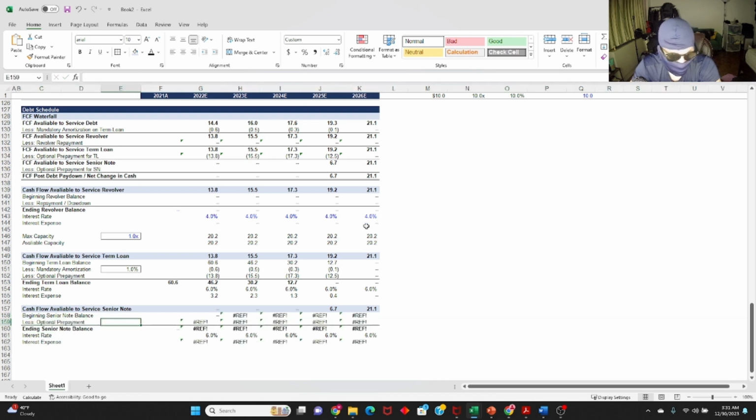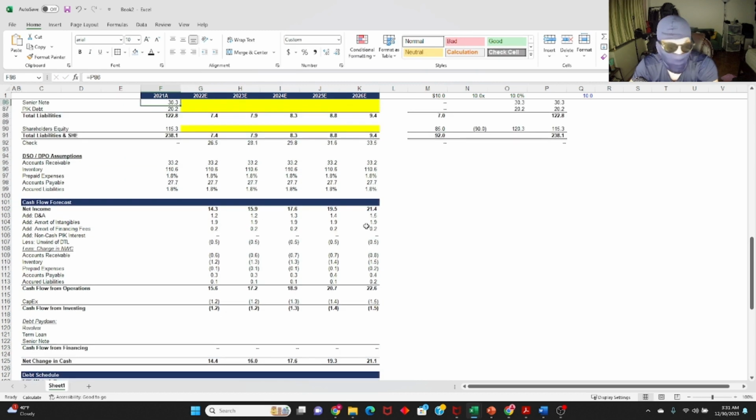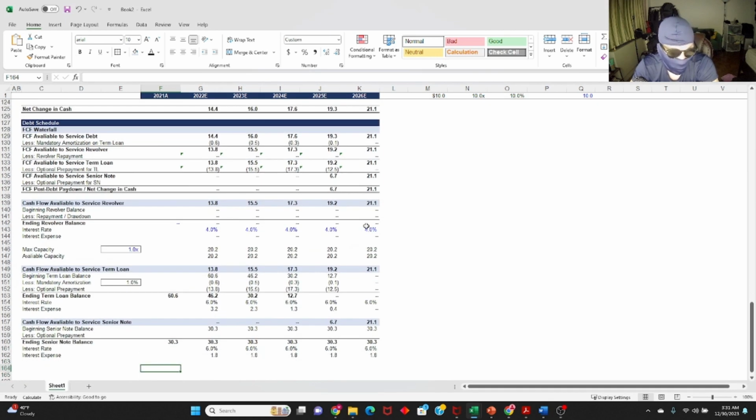Delete out your mandatory amort because that's not needed. It's just one under, so it's going to be 6. Yes. So you're going to have your senior note here. Plug that in. You're running that, and then basically the optional prepayment is going to be the same thing. So it's going to be the minimum of your beginning balance versus your cash flow available to service that balance.